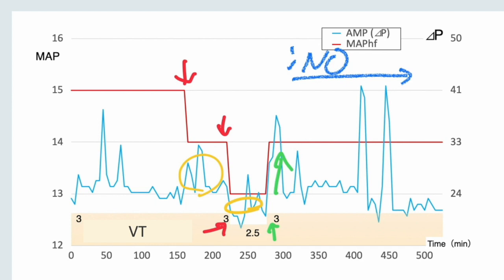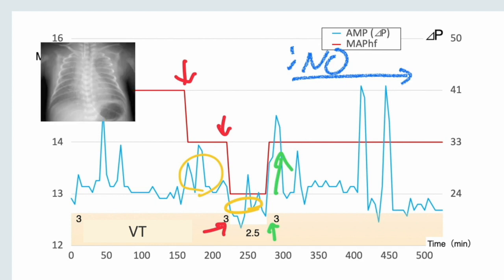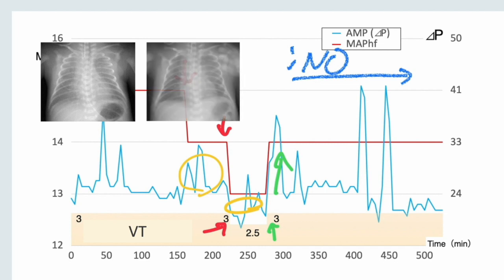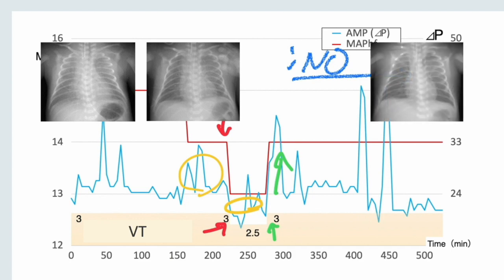We added chest x-rays to this monitoring data transition. The x-ray taken at the time the MAP was lowered did not show any improvement in lung size compared to the x-ray taken when the respiratory status improved. Thus, the monitoring data provides information about the baby's breathing dynamically, in a sensitive and subtle way, and over time.